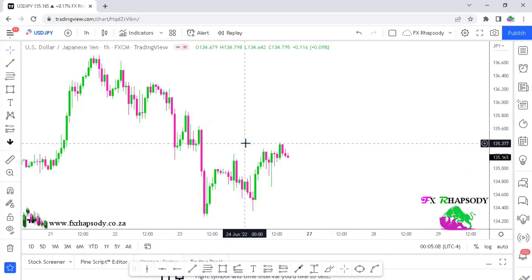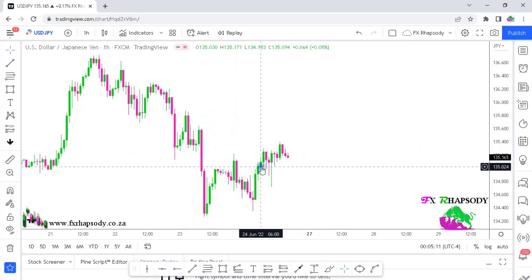Are you a swing trader? Are you a daytime trader, intraday, whatever, scalper? So just have a look at that.